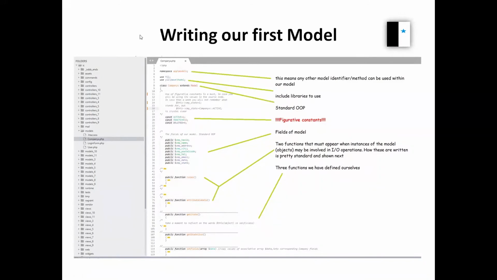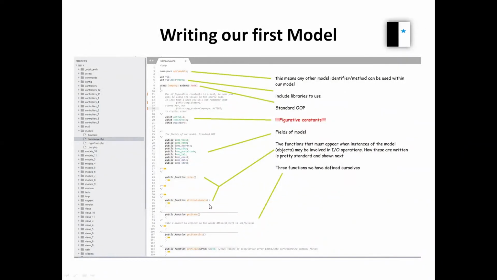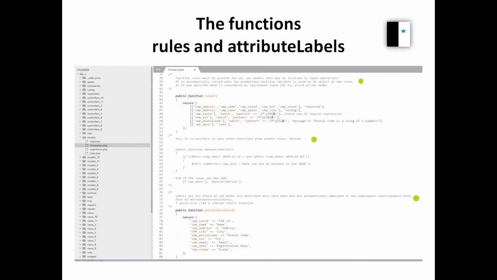After the figurative constants, you define the fields of the model. And there you must have two functions, rules and attributeLabels. We'll have a closer look at them in the next slide. And after this, we have defined 3 user functions ourselves. So let's look at functions rules and attributeLabels. These functions should be present in every model, objects of which will be involved in input-output operations. The first function, rules, describes what is considered as legitimate input for any field of the model. And it is automatically called when the predefined function validate is used by an object of the class.